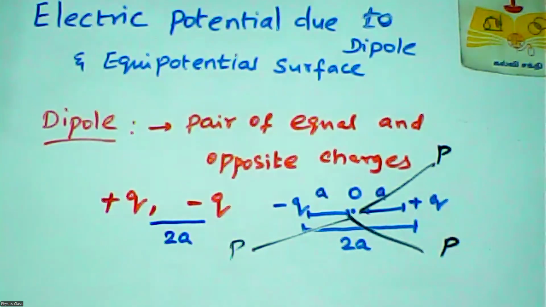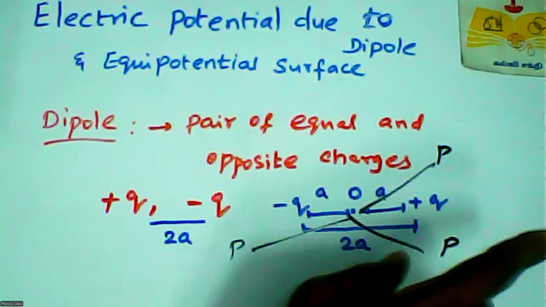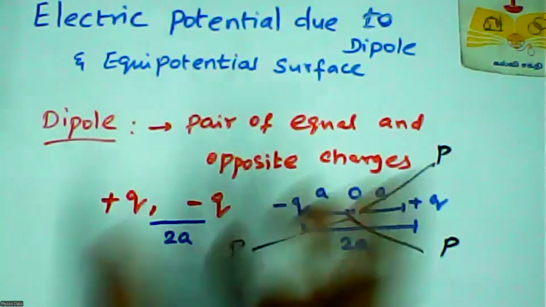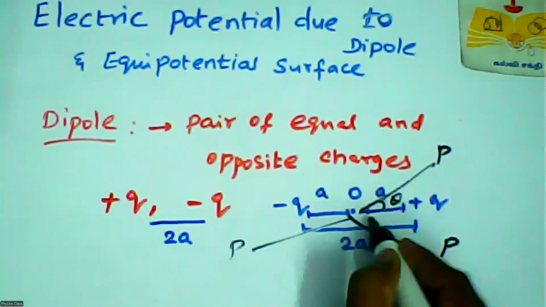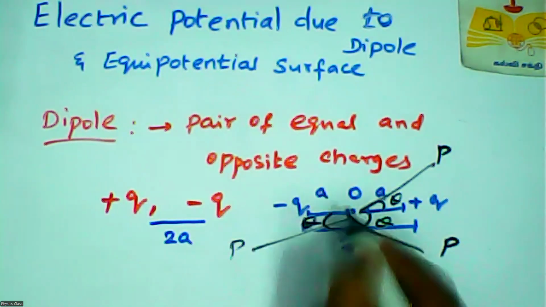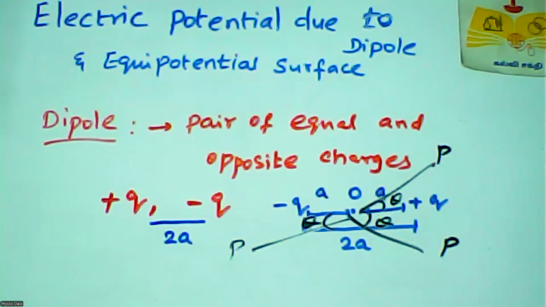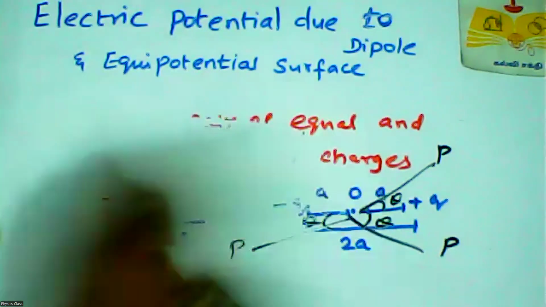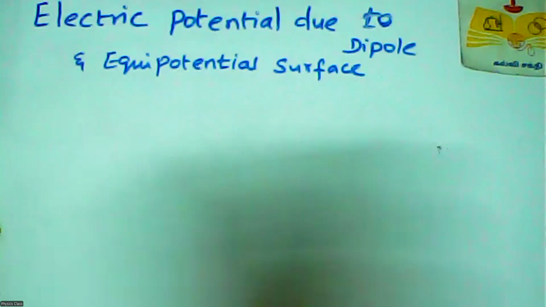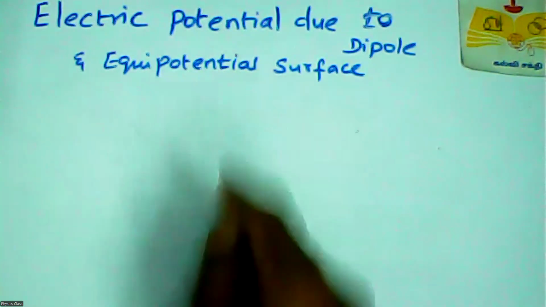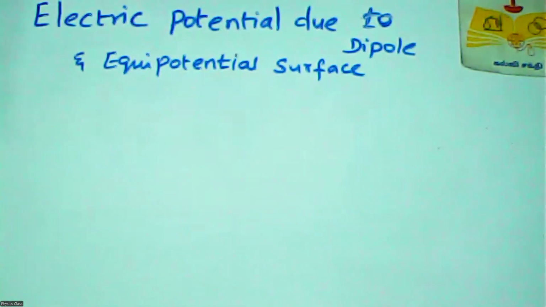So that point P makes an angle theta with the dipole axis. For example, here also theta, here also theta, here also some theta. So we need to find the potential at the point P, which is located at a distance R from the center of the dipole.